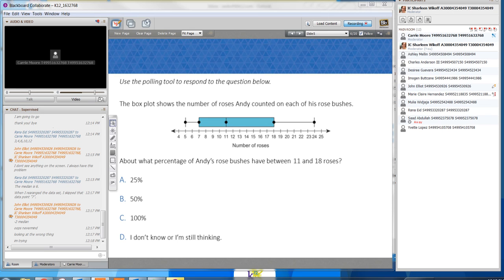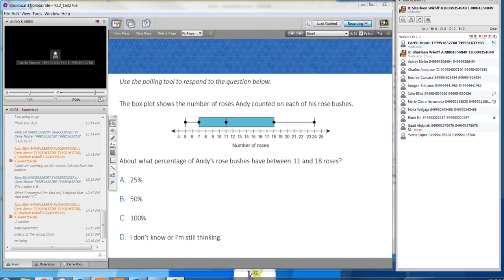on each of his rose bushes. He's got a rose bush with 24 roses on it. Oh my goodness. Although I think I have one like that right now. It's a very small rose bush, very small roses.